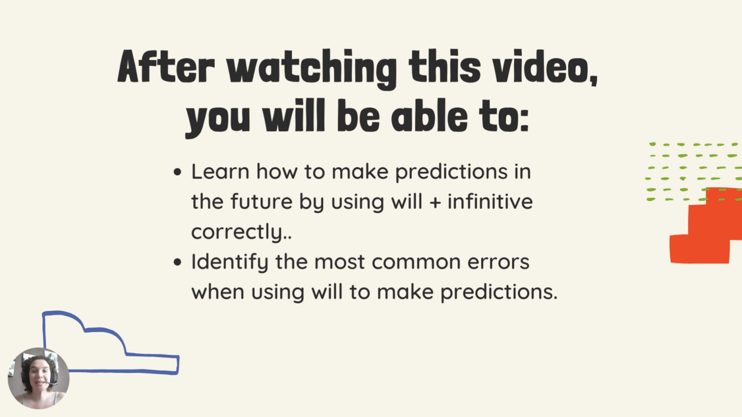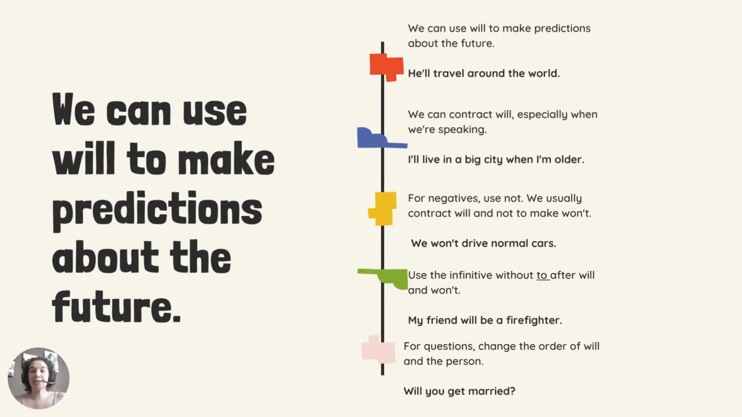And this happens when we are not native speakers. So, the most important thing is to understand that will is to make predictions. We can also use will for other things, but I'm just going to focus here on using will to make predictions. So we can use it, for example, we can say he'll travel around the world or he will travel around the world.